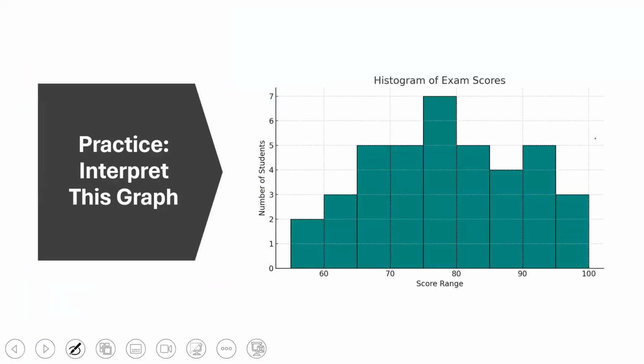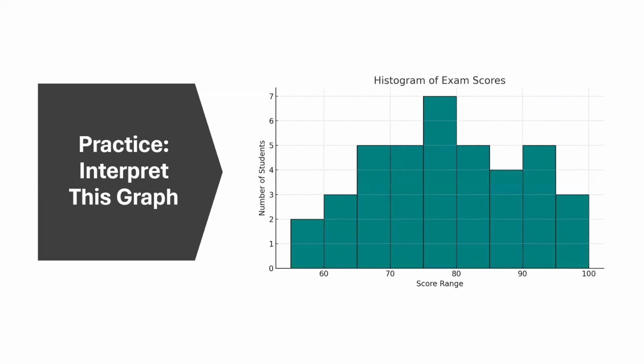Here's a histogram showing exam scores. Ask yourself, where is the data centered? Is there one peak or multiple? Does the graph look symmetric or is it skewed? Are there bars that represent unusually high or low scores that might be outliers? Practicing this kind of visual interpretation will help you later when we begin using numerical summaries to describe data more precisely. Go ahead and pause the video and take a moment to analyze it, and then come back when you're ready and we'll talk about the solution.